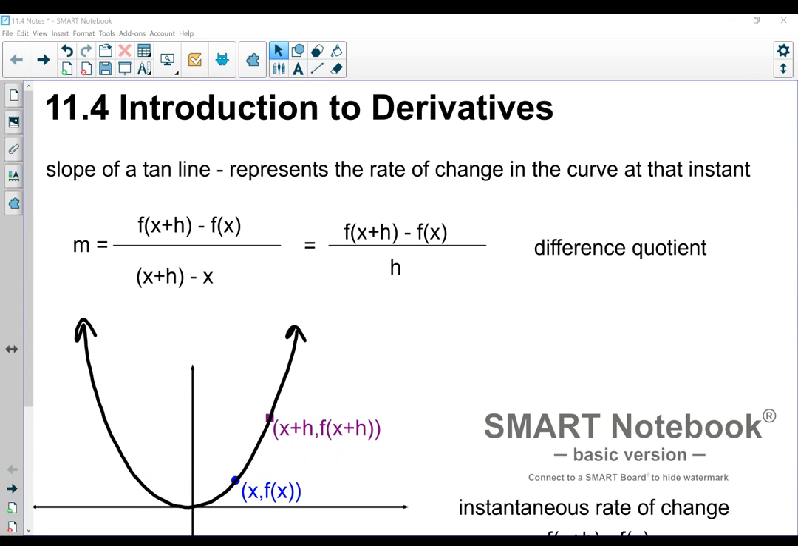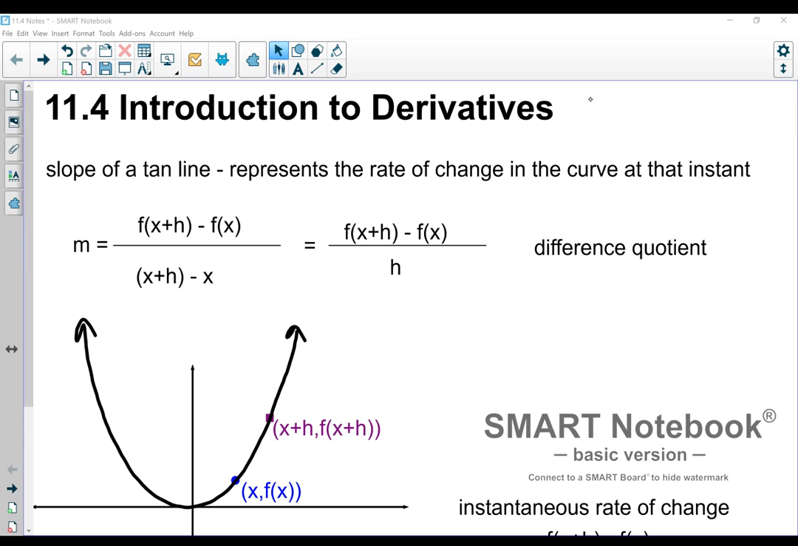11.4, Introduction to Derivatives. So we're going to worry about something today called the slope of a tangent line. The slope of a tangent line represents the rate of change in the curve at that instant. Another name for it is instantaneous rate of change. So it's the slope, but it's also my instantaneous rate of change: what's going on at that point at an instant.